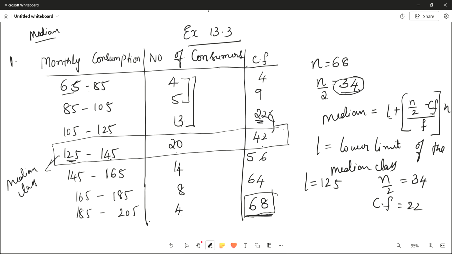Okay, and F, what is F? F is the frequency of the median class, that is 20. And H is the size of the class interval, that is upper limit minus the lower limit. So here how much is that? 20. Now substitute the values, calculate the median. Hope understood, right? You have doubt?